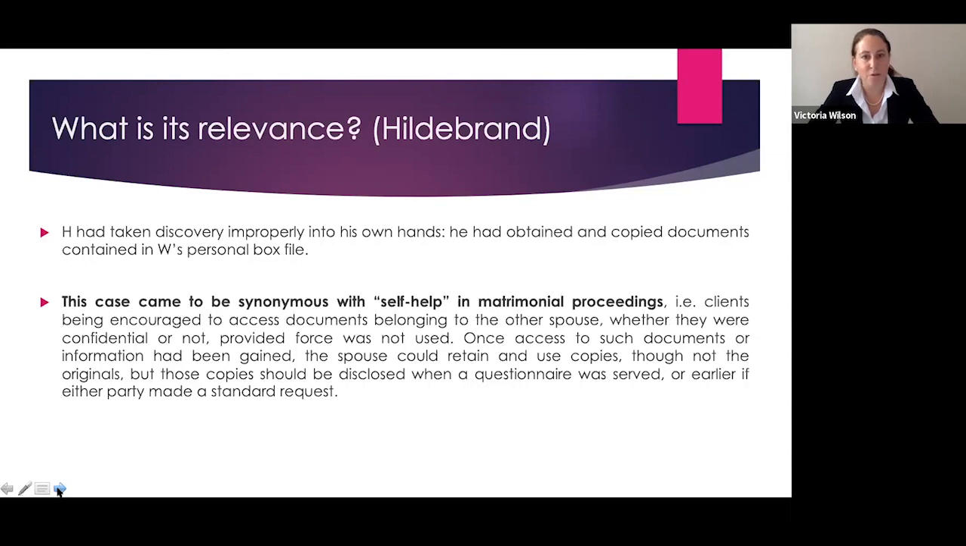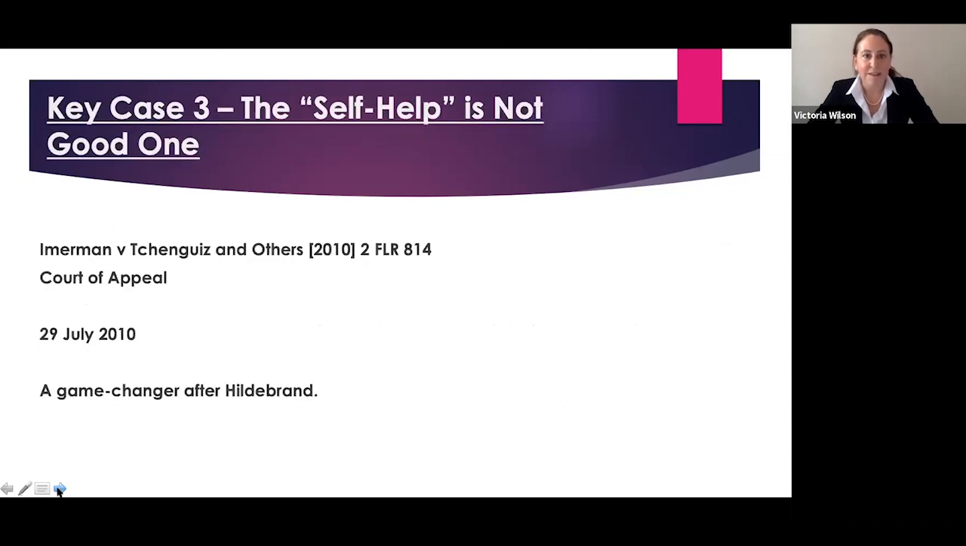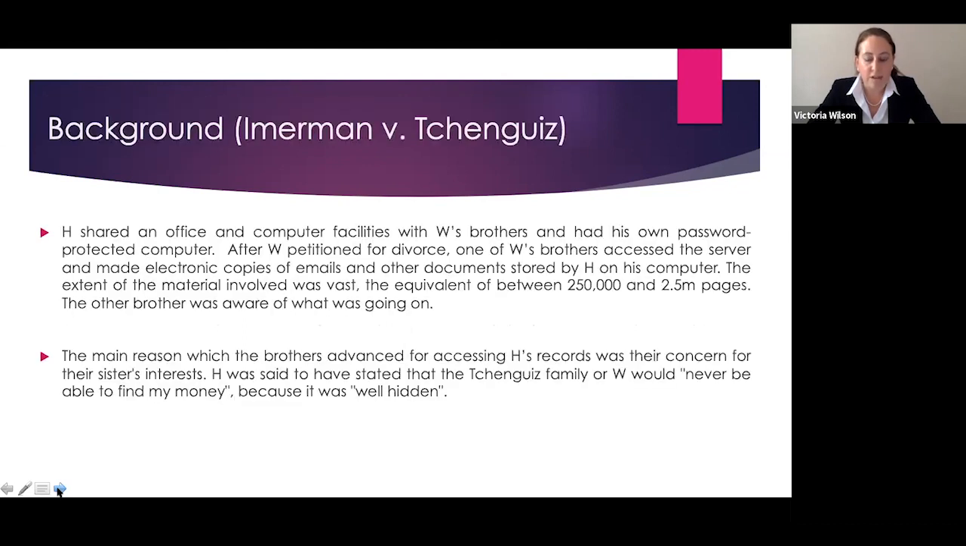However, if we move on next to key case 3, we then come on to a different view and a game changer with the case of Imerman and Cengiz and others, which was a Court of Appeal decision from 2010. And this completely changed the landscape following Hildebrand. Now, just to explain the background in this case, it involved property tycoons. The husband in this matter shared an office and computer facilities with the wife's brothers. Within that office, he had his own password protected computer.